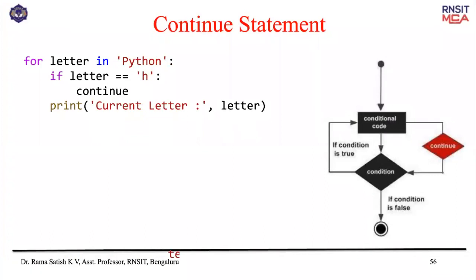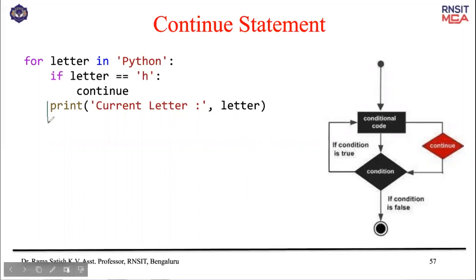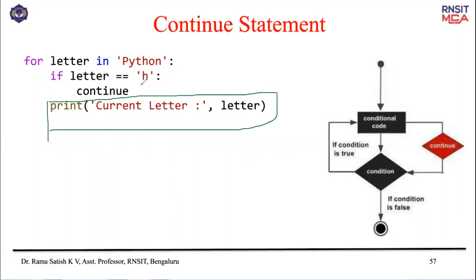So in this case, what we are doing, we are creating a loop for the string Python, and if h is encountered, automatically it will continue. Continue means it will skip execution of the underlying statements. What are the underlying statements? There is only one statement, that is the print statement. This print statement is not printed if you encounter h. Continue means it will go and continue with the next iteration. So that is the thing you have to understand.